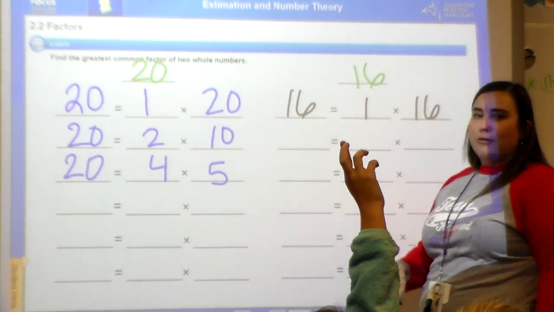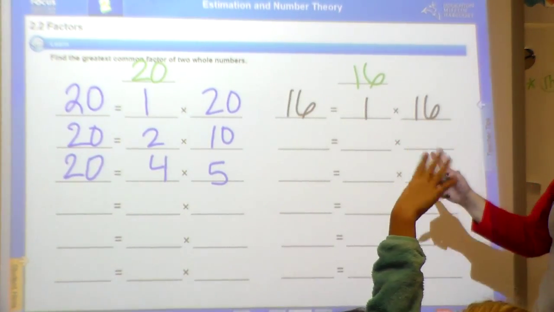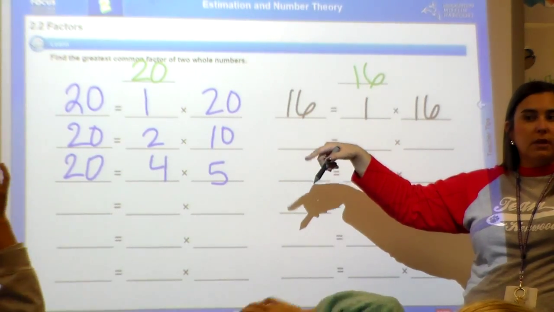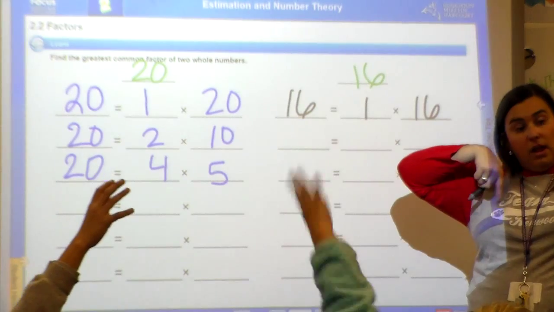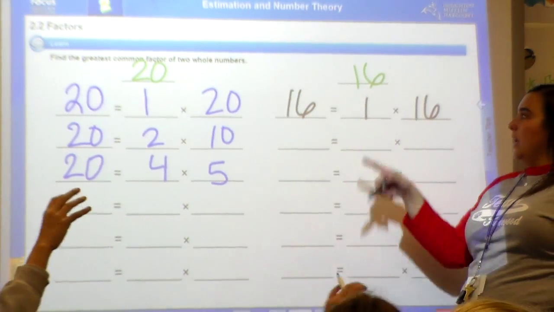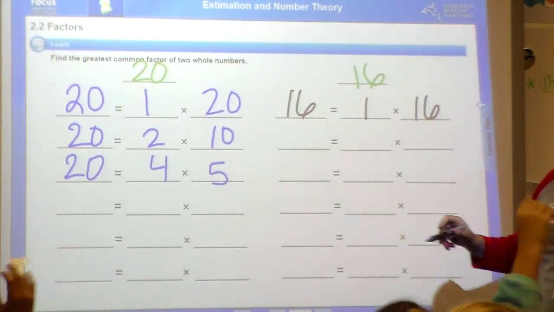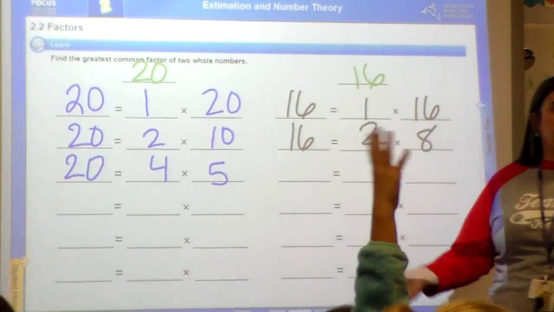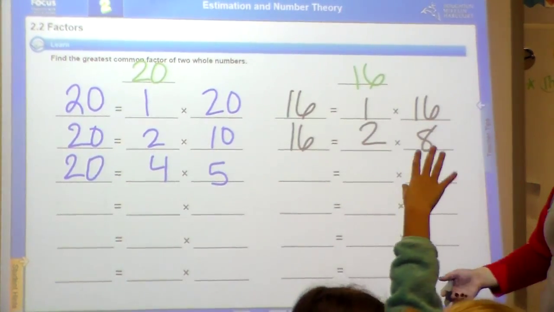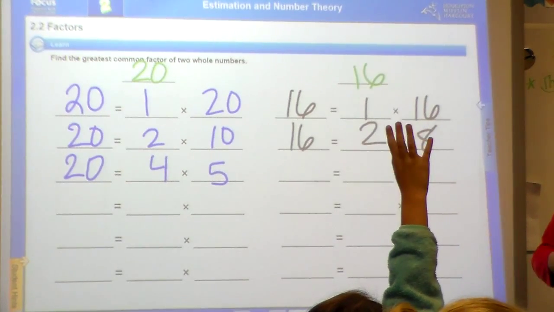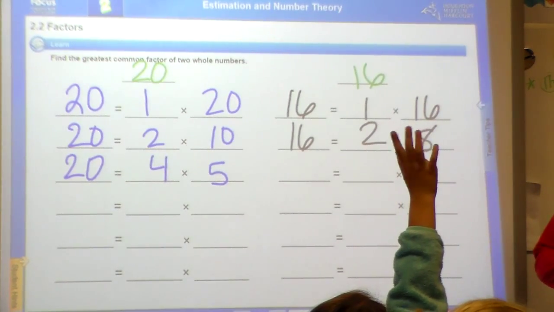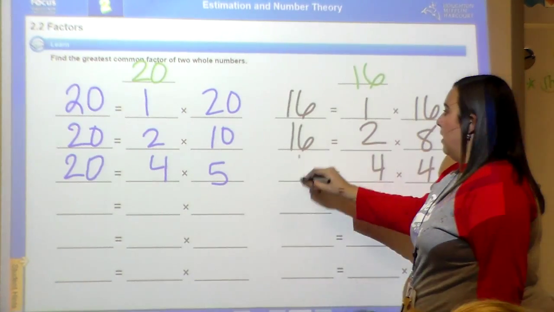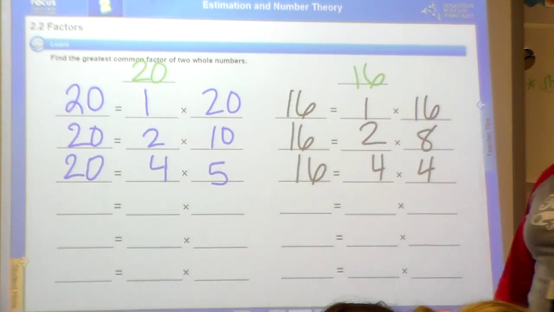Always go for the easy ones first. 16, just like 20, is also what? Starts with an E. Even. So Brayden, what should the next one be? 2 times 8, because we know 2 will always work on our even numbers. Okay? Any other combos of how to make 16? Any other factors? Mimi? 4 times 4. Very good. That will also equal 16.